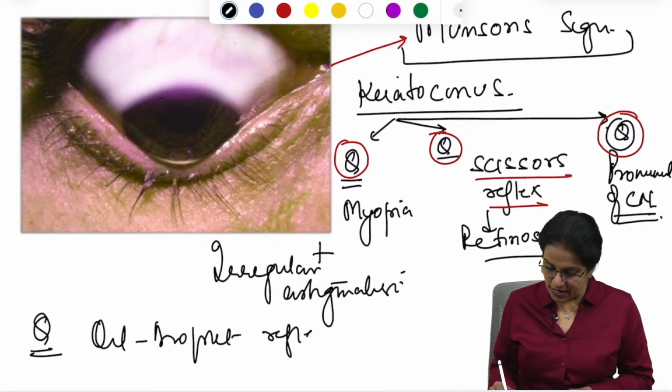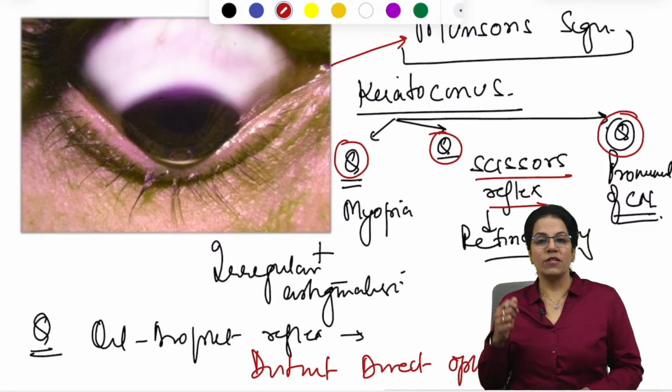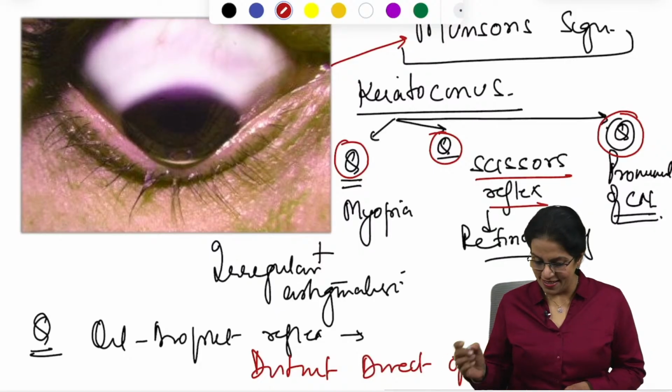Oil droplet reflex is mainly seen in, pay attention, distant direct ophthalmoscopy, right? Distant direct ophthalmoscopy. When you are doing it, you see this oil droplet reflex in patients of keratoconus. Next question. The next thing they can ask you is about what is Fleischer's ring.